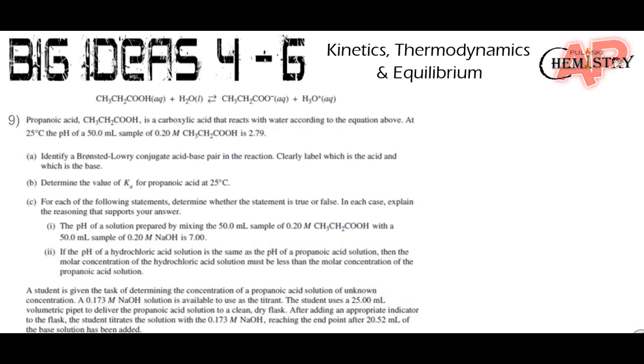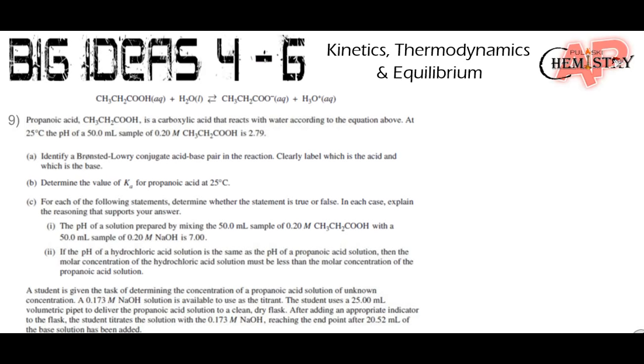All right, and the next problem changes gears back to acids and bases and equilibrium. So it gives us an equation. Propanoic acid is a carboxylic acid that reacts with water according to the equation above. At 25 degrees, the pH of a 50 mL sample of 0.2 molar propanoic acid is 2.79. We're going to need that later.